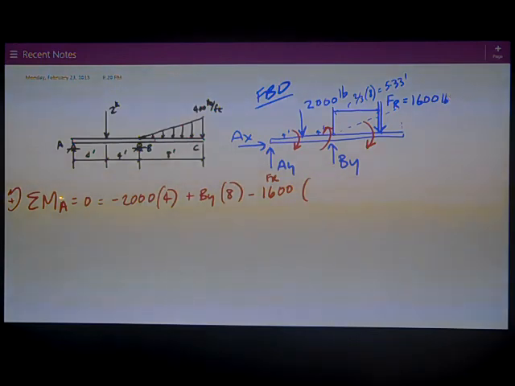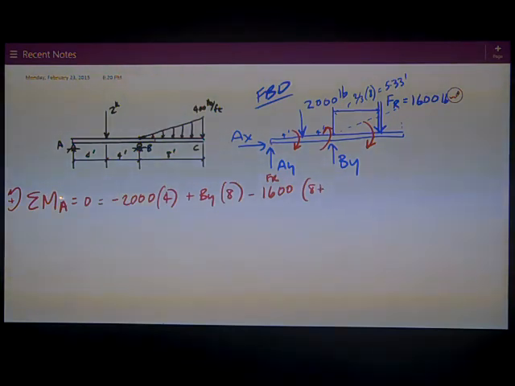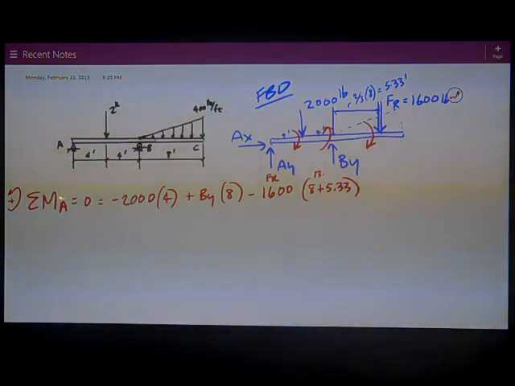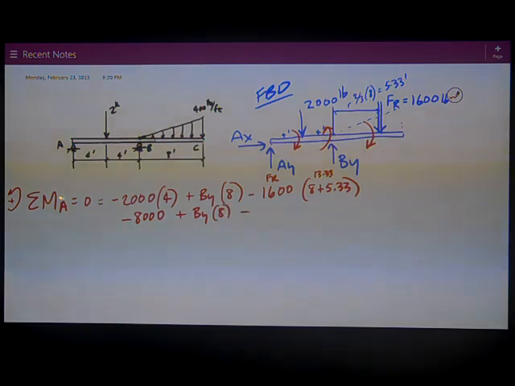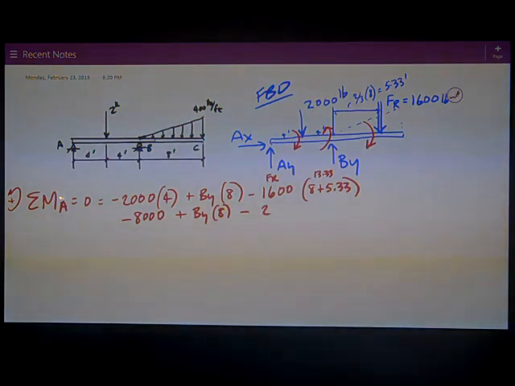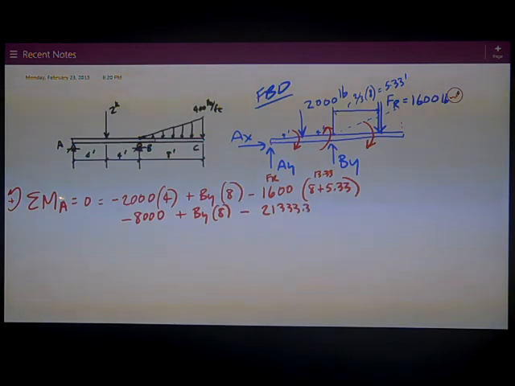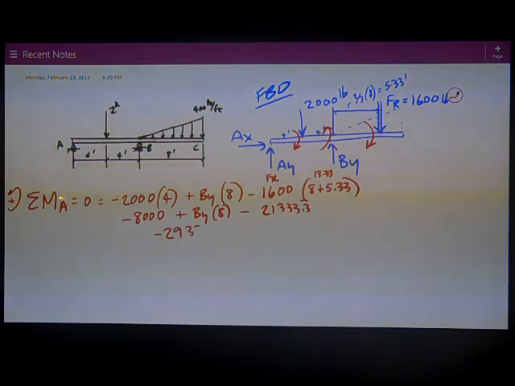Its X distance is now from A to B, 8 feet. From B to the force is 5.33. Add those two numbers up and I get 13.33 feet as the distance from FR to point A. I do the math. I've still got negative 8,000 here, plus BY times 8, minus 1,600 times 13.33 works out to be negative 21,333, repeating. Combine those terms, I get negative 29,333 plus BY times 8.